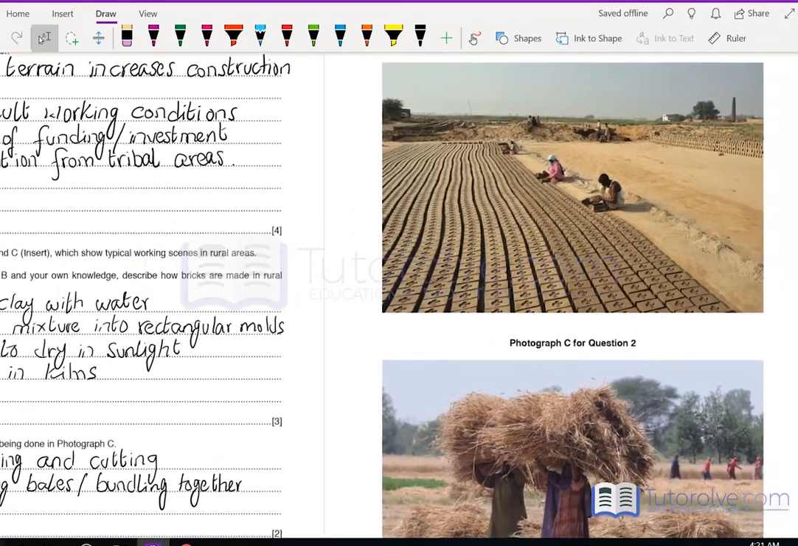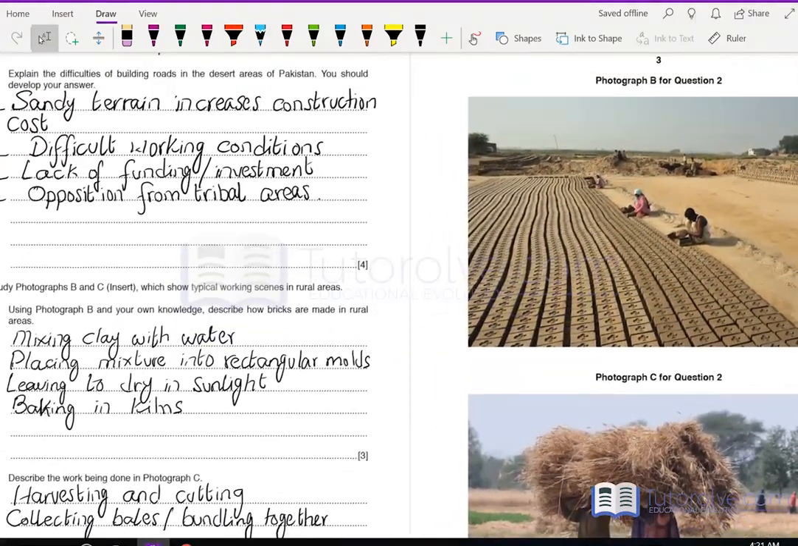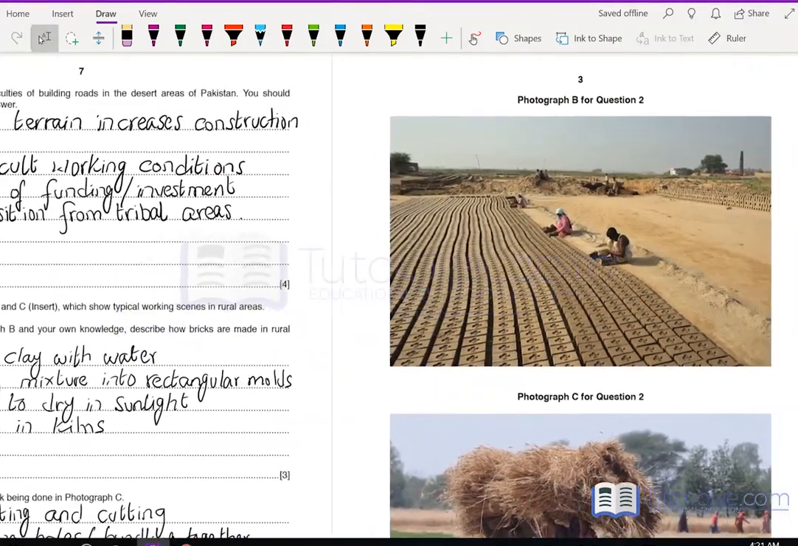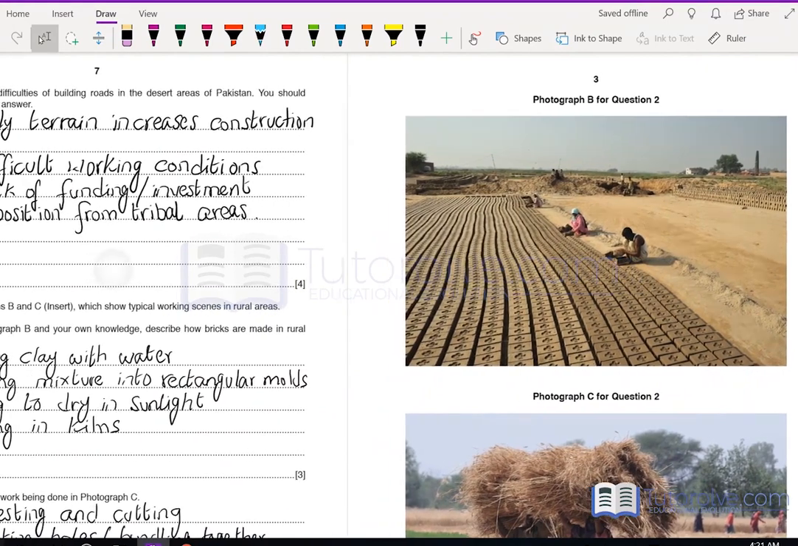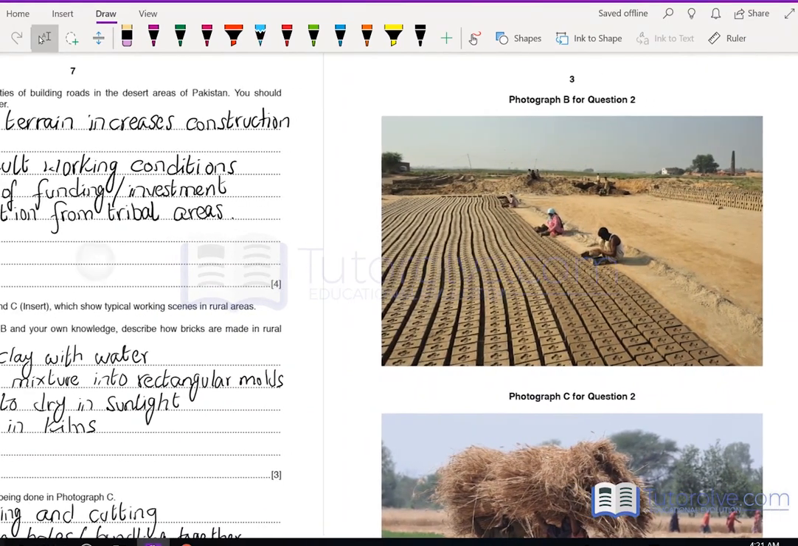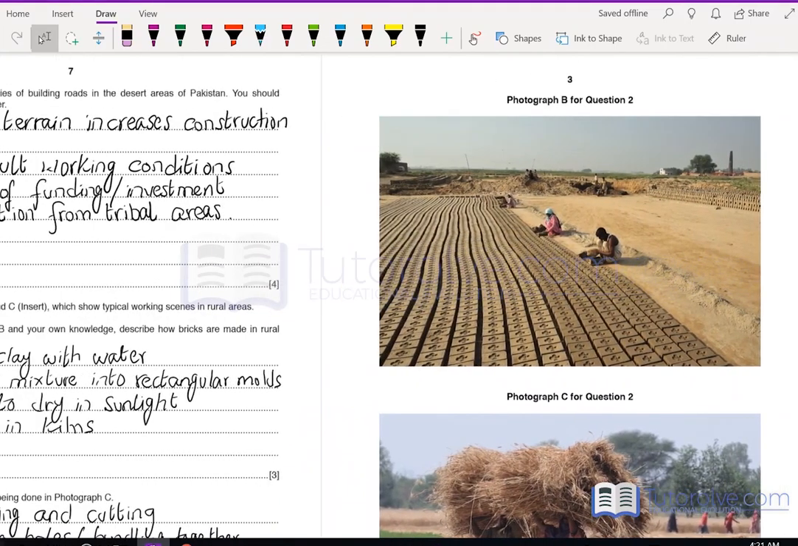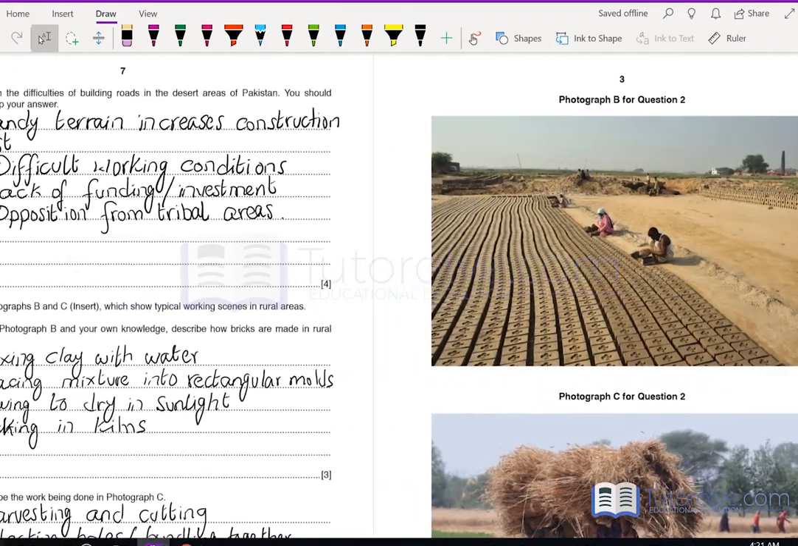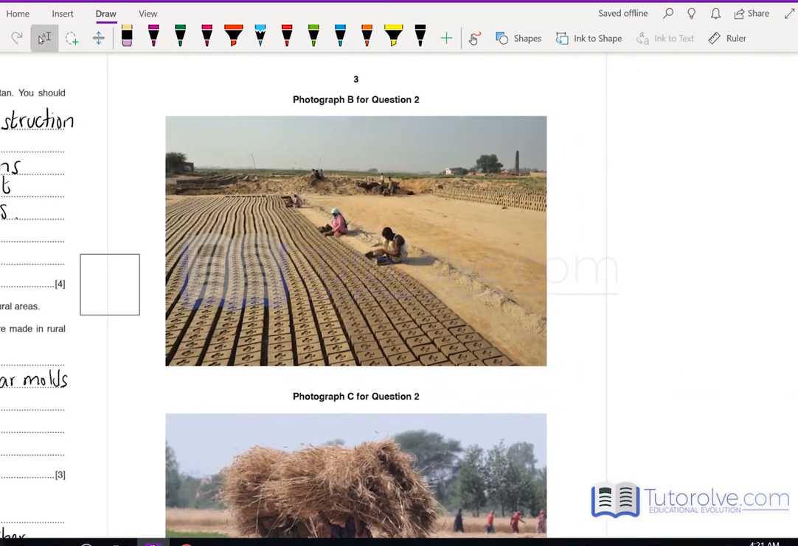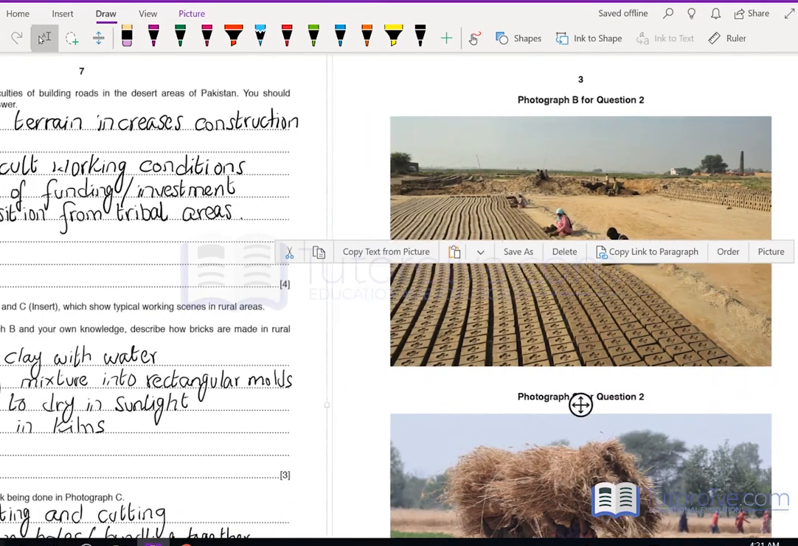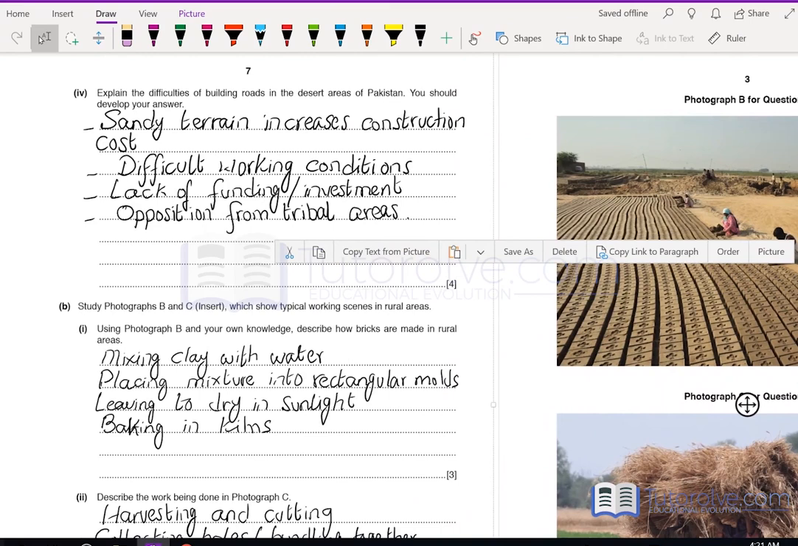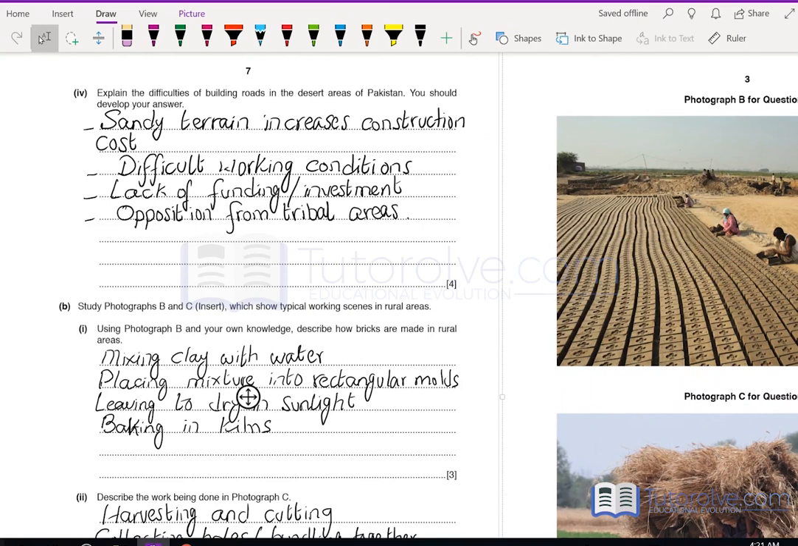Now, this is section B, study photographs B and C. These are inserts in the paper, basically showing different ways of how things are done. Now in photograph B for question 2, there are brick workers laying down bricks. And the question asks, using photograph B and your own knowledge, describe how bricks are made in rural areas.